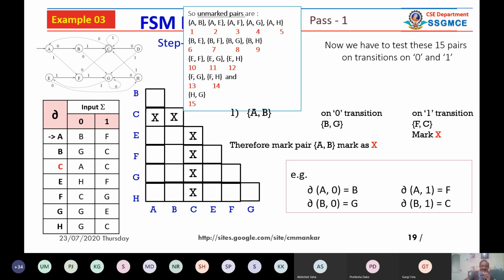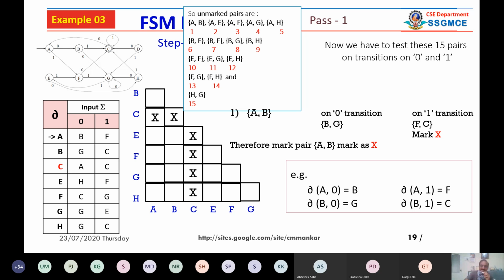So let us begin with the first pair, that is AB. Where does AB go on 0, and where does AB go on 1? So A on 0 goes to B, and B goes to G. That's why it is BG. A on 1 goes to F, B on 1 goes to C. So always use the transition table, because the diagram may be complex. You have to trace it, and we may make some mistake while computing. So keep a transition table on one side handy so that you can easily check.